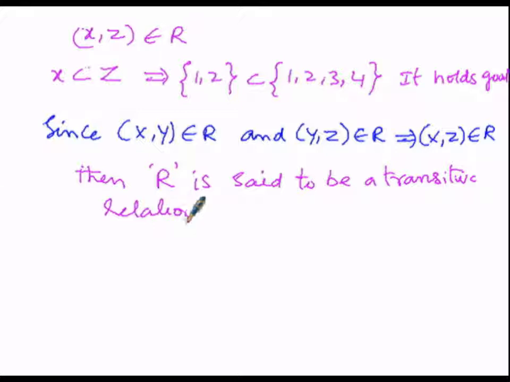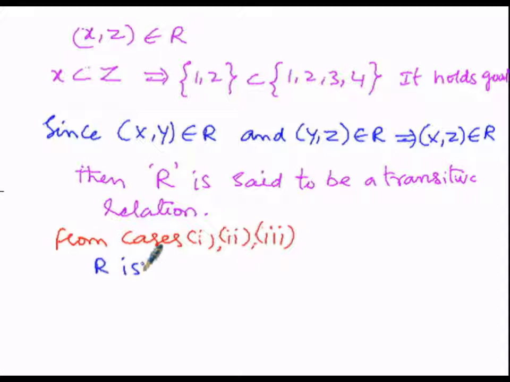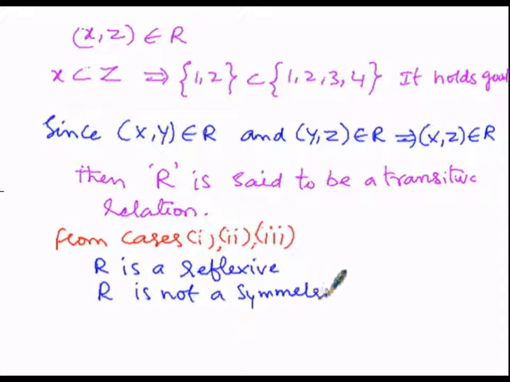So in all these three cases, from cases 1, 2 and 3: in the first case, R is reflexive, whereas in the second case, R is not symmetric, whereas in the third case, R is transitive.